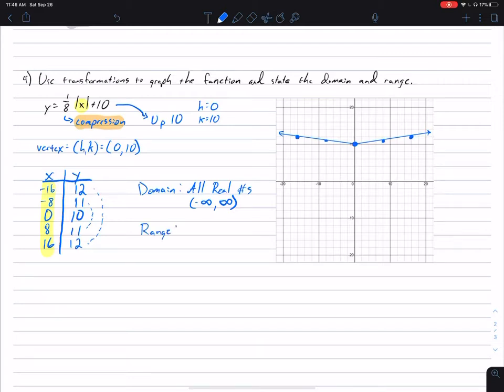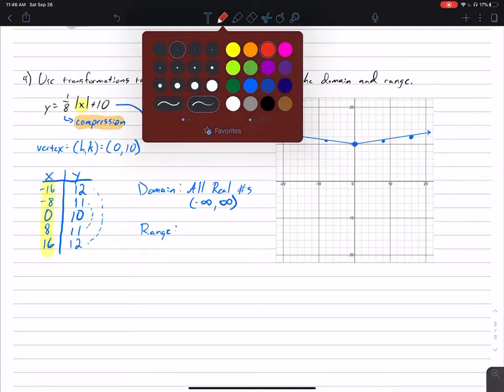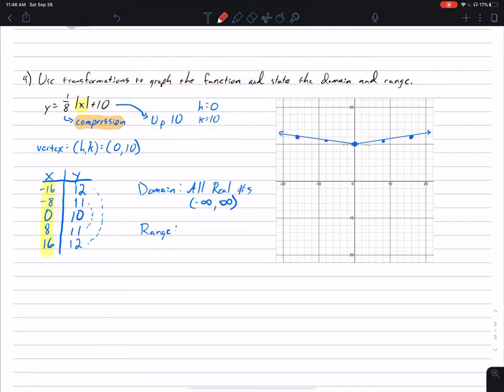Now my range here does look like it has some limitations. It is going to keep going up, but it's not going to go below a specific point. And in this case, that lowest point is my vertex, which is 0, 10. So my minimum y value, the lowest y value, is going to be 10. 10 is included, so we want to put a bracket. And then we already mentioned this graph will keep going up. It's going to go up slowly, but it will keep going up. So this is going to keep going up until +infinity. And we always use parentheses with our infinity symbols.